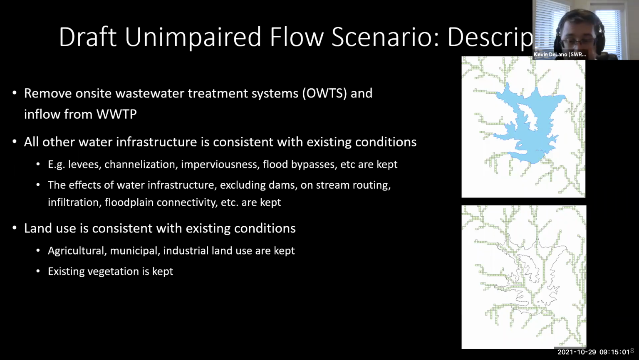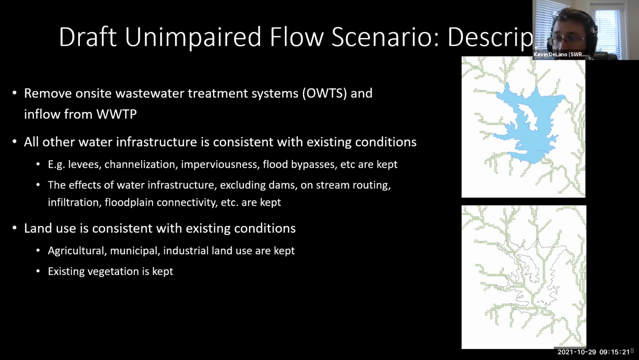Additionally, land use, as I mentioned earlier, is consistent with existing conditions. So all agricultural, municipal, industrial, et cetera, land use is kept. Existing vegetation is all kept, and like I said, vegetation only uses the water it gets from rain and what it can pull out of the soil.